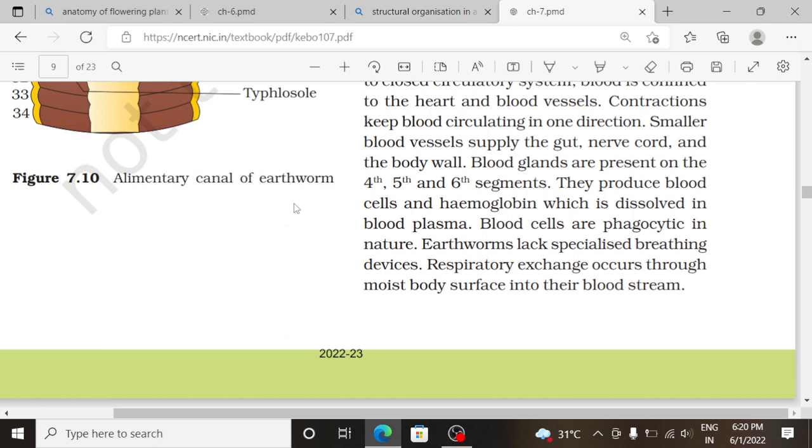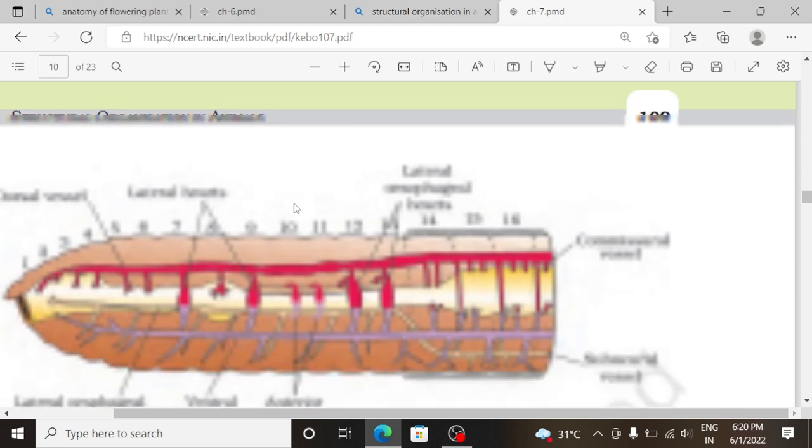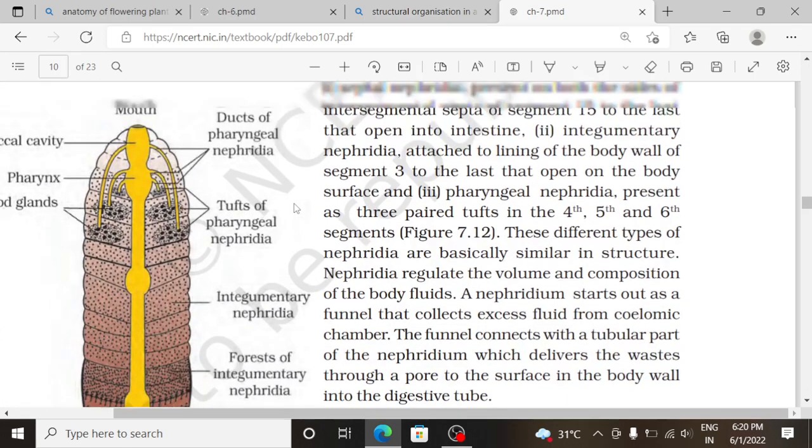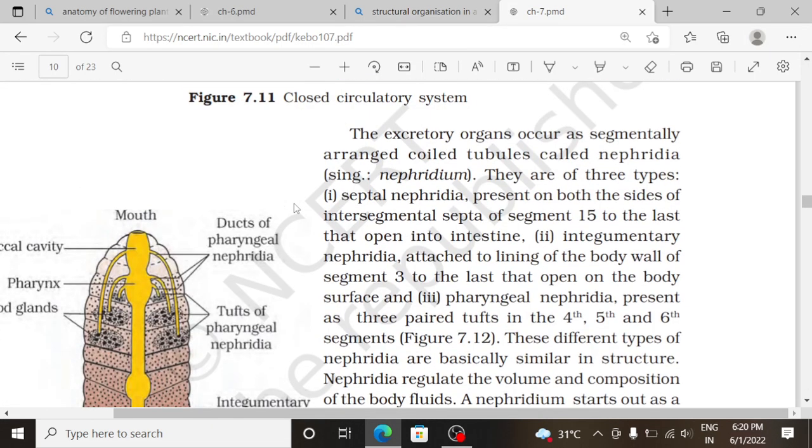Earthworms lack specialized breathing devices. Respiratory exchange occurs through the moist body surface into their bloodstream. The excretory organs occur as segmentally arranged coiled tubules called nephridia, that is nephridium. They are of three types.